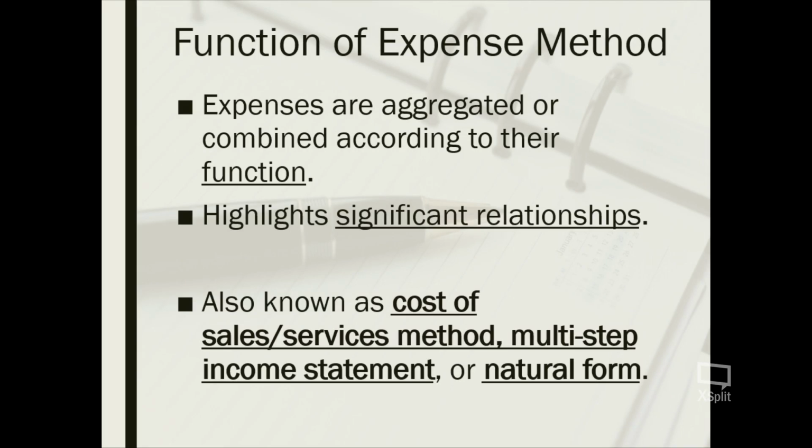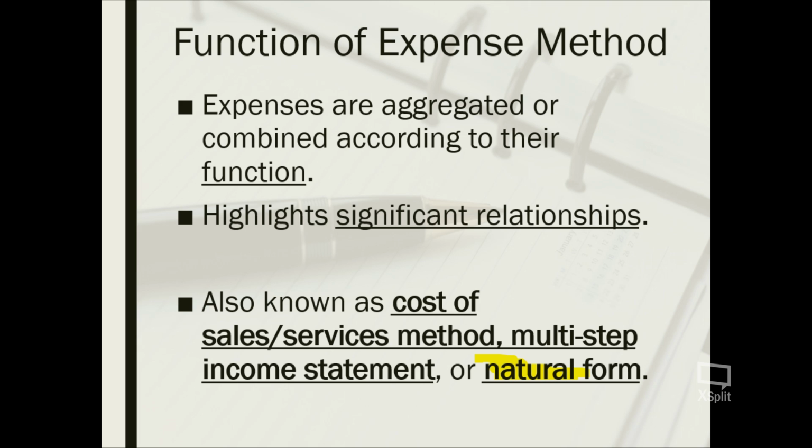Other aliases of the function of expense method are, also known as the cost of sales or cost of services method. So, yung cost of sales and yung cost of goods sold, same lang yan. COGS, cost of sales, it's the same. Sa services, meron din tayo nun. So, ang tawag natin doon is cost of services. Multi-step income statement, yung kanina kasi, di ba, single step. So, this one is the multi-step. And yung kanina is natural form. Okay, this is an error. This should be functional form. Hindi dapat natural yan.